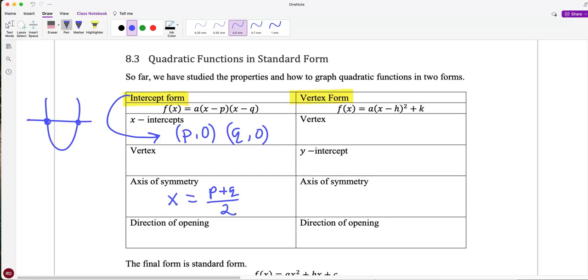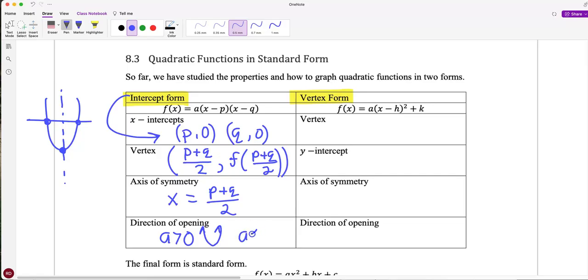The vertex, well, if this is my axis of symmetry, the vertex lives on the axis of symmetry. So the x-coordinate of the vertex is p plus q over 2, and then you just have to plug that number into the function to get the y value. The direction of opening: if a is positive, this guy opens up. If a is negative, this guy opens down.